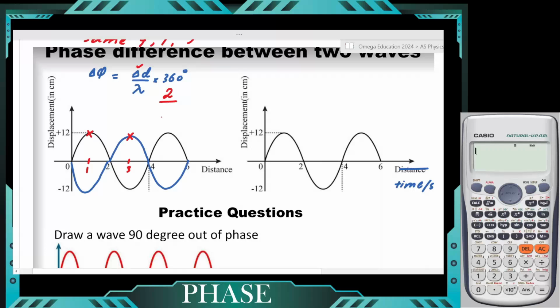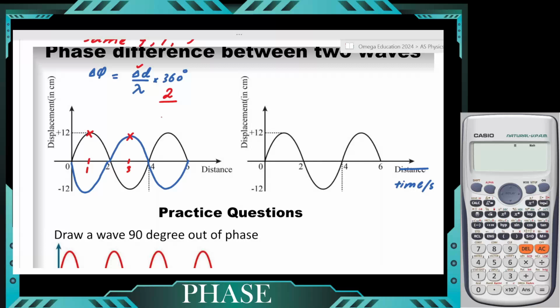Once again, the question is, which wavelength do we use? Do we take the wavelength of the blue one, or the wavelength of the black one? The thing is, both of the given waves would have the same wavelength. Only then can the phase difference be constant, and you are always asked to find the phase difference if it is constant, which is for coherent waves.